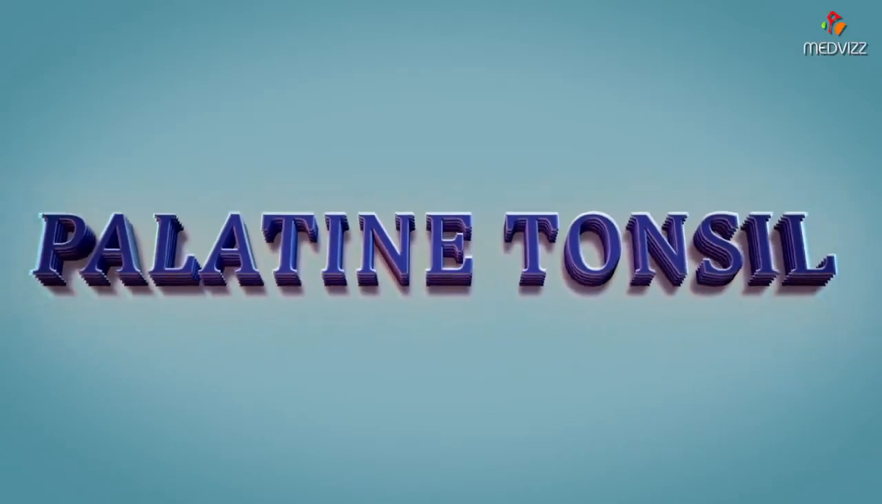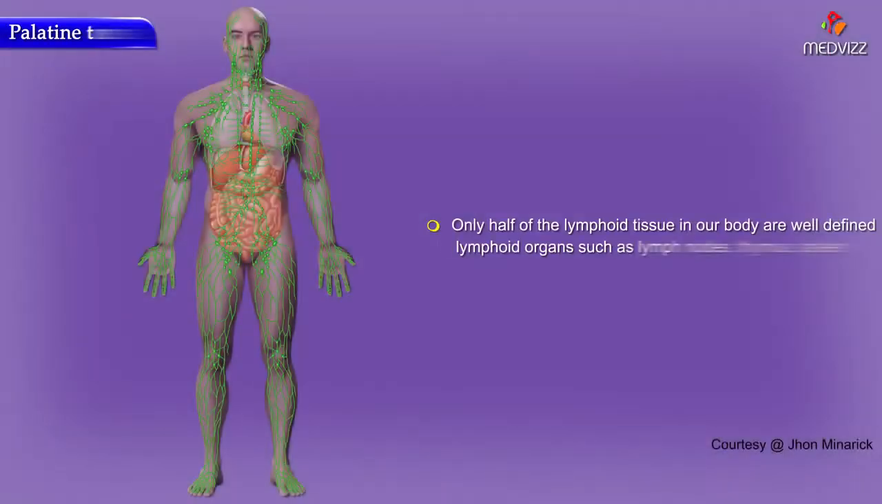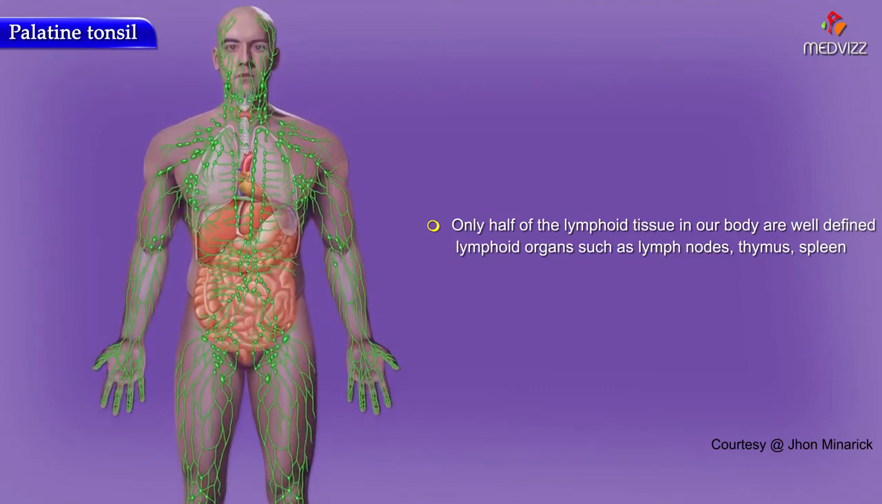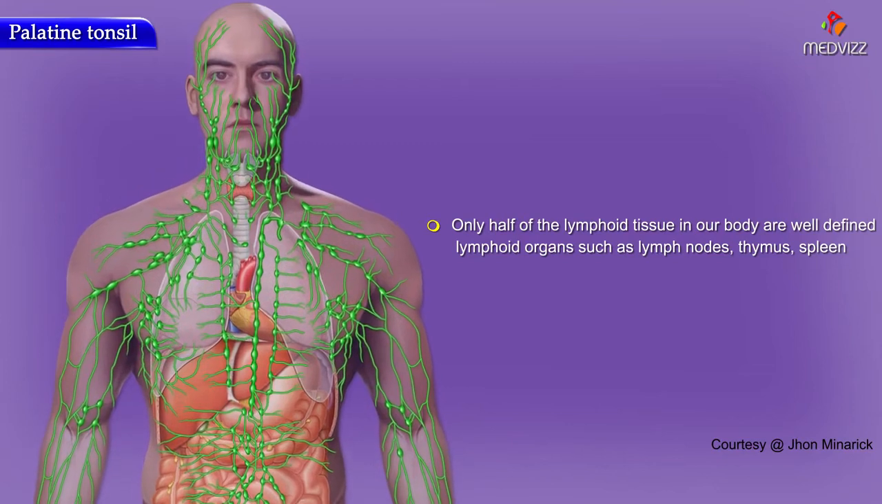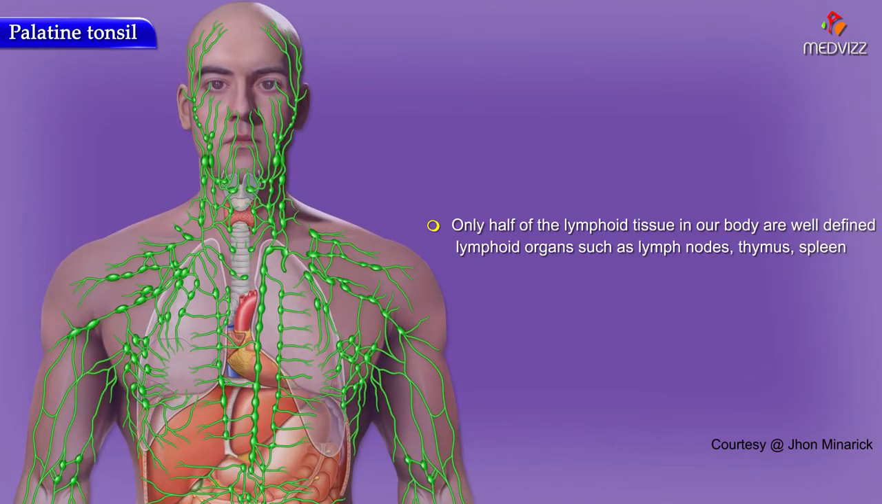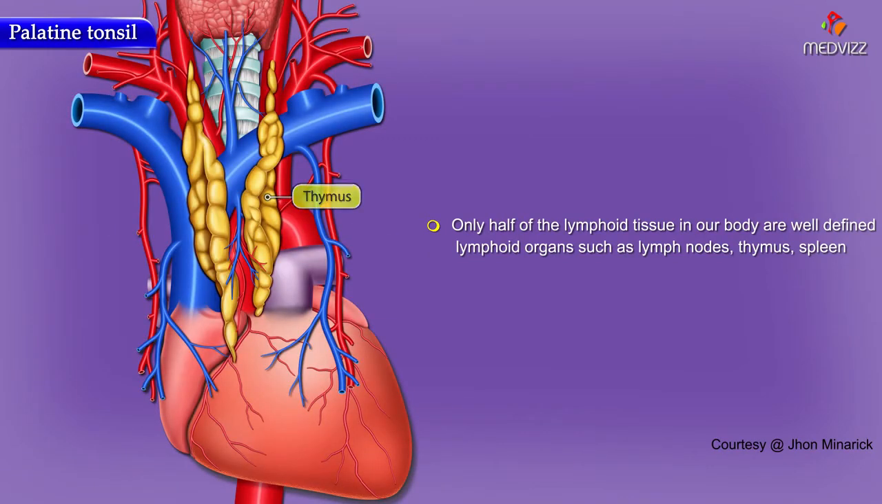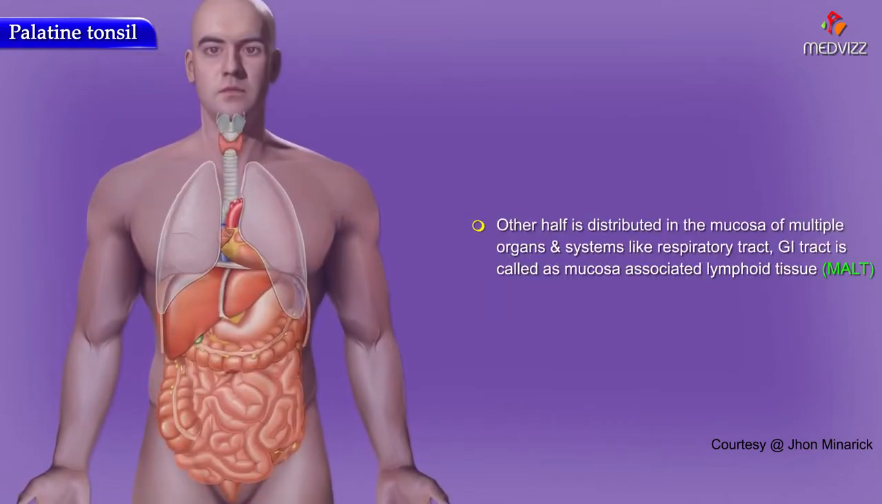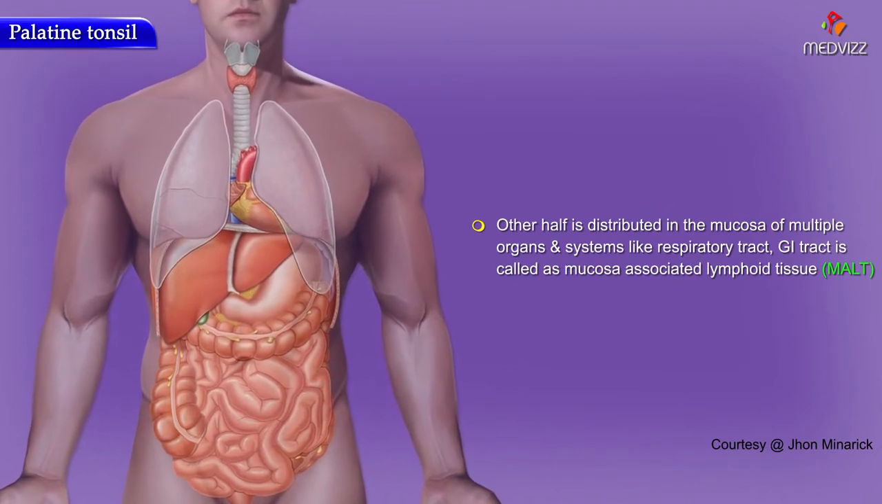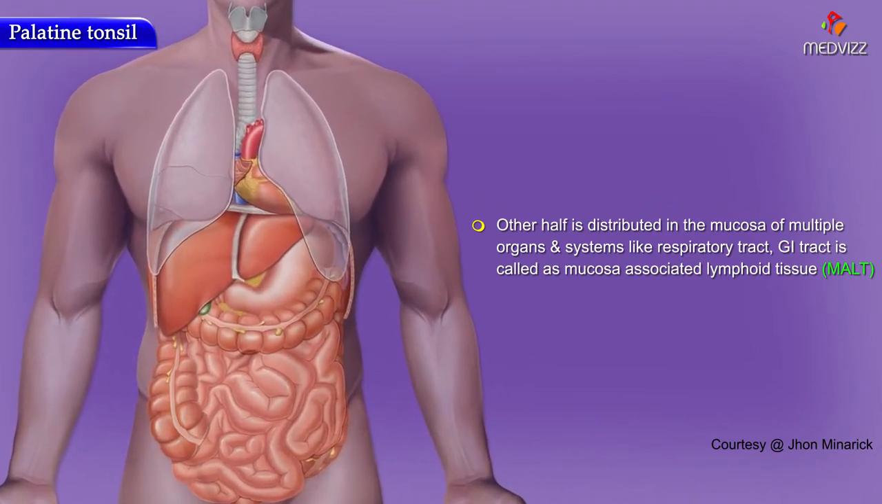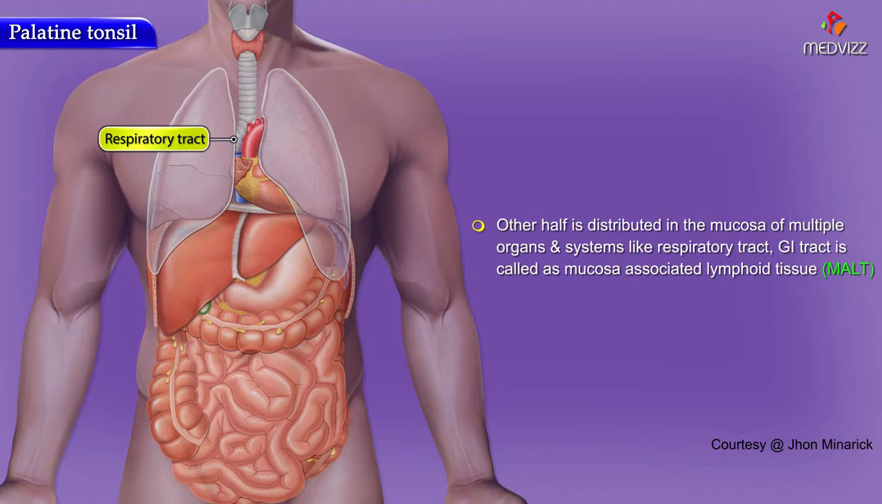This is a palatine tonsil. Only approximately half of the lymphoid tissue in your body is in well-defined lymphoid organs such as lymph nodes, thymus, spleen. The other half is distributed in the mucosa of multiple organs and organ systems like the respiratory tract, GU tract, gastrointestinal tract, and this is called mucosal associated lymphoid tissue, or MALT.